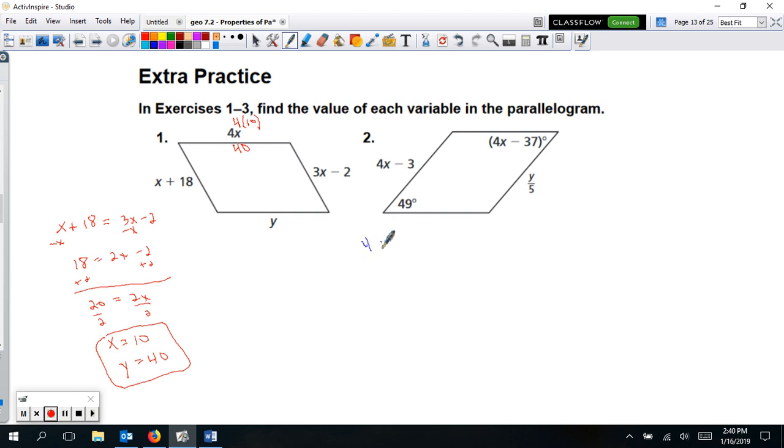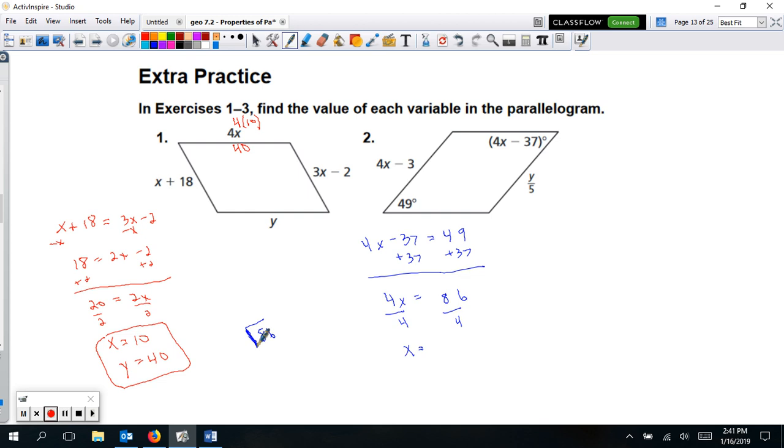So 4x minus 37 is equal to 49, and so we're going to just add 37. And 4x is now equal to, what's that going to be, 16 there. That's going to be 86. And so we're going to divide by 4. And so x is equal to 86 divided by 4. So let's see, I'm going to do a little side thing here, 86 divided by 4 if you need to.